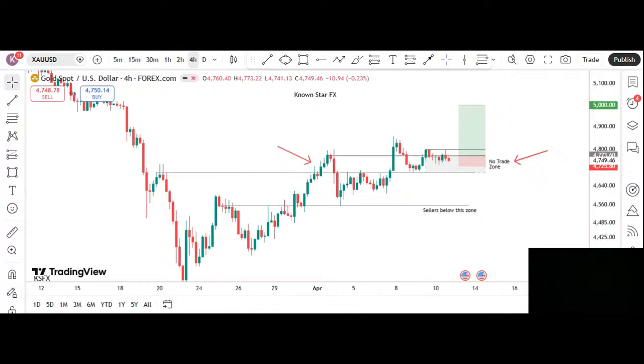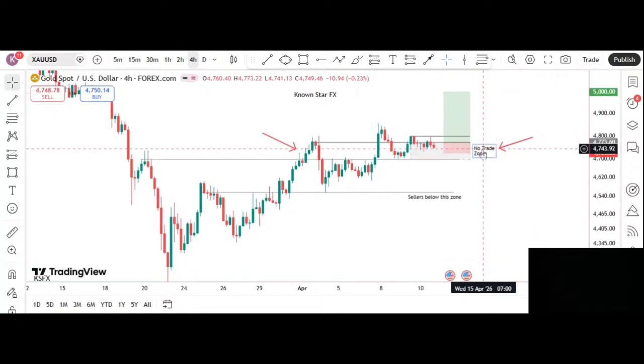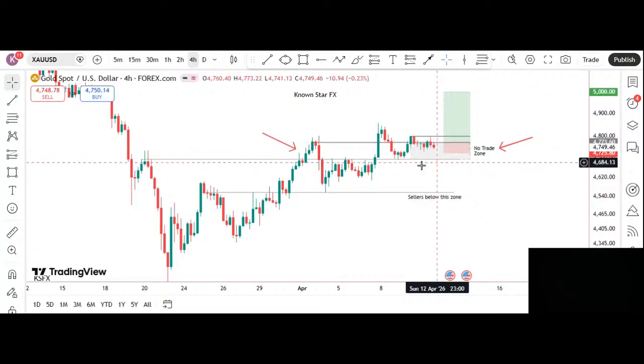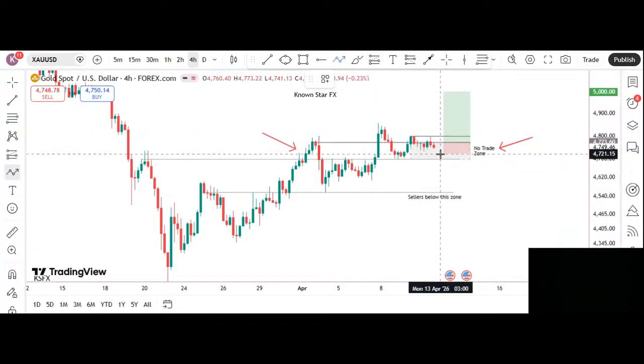This is all I'm basically expecting for gold this week. This is a no trade zone. This is a consolidating zone. Whatever my price does here, it doesn't really concern me. It's just going to be doing like this, dancing, dancing, dancing.